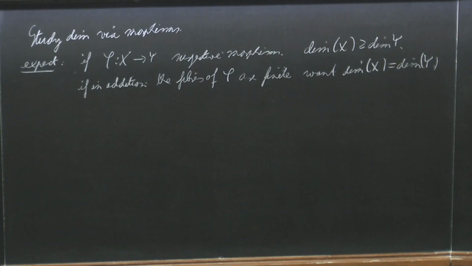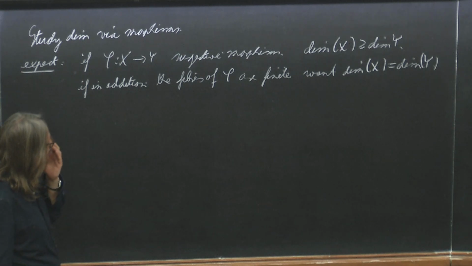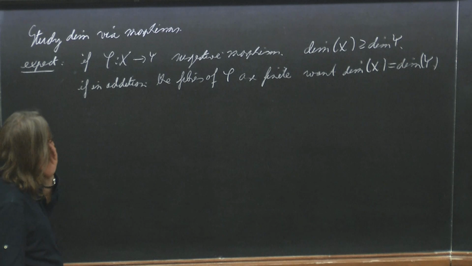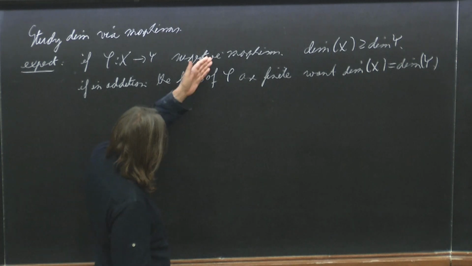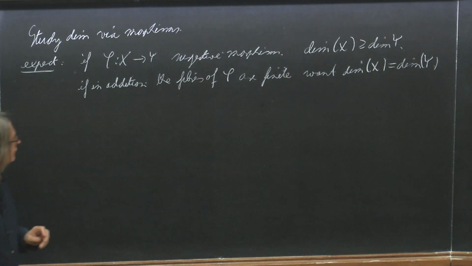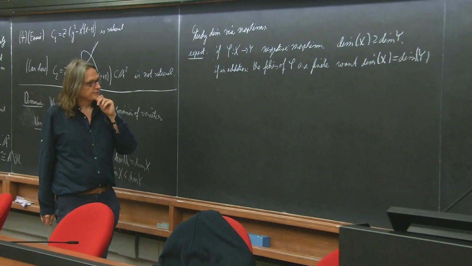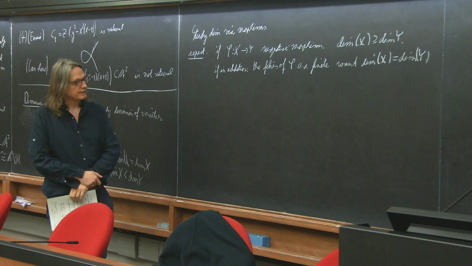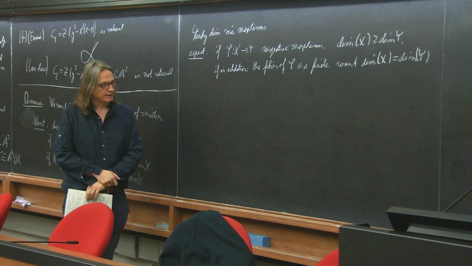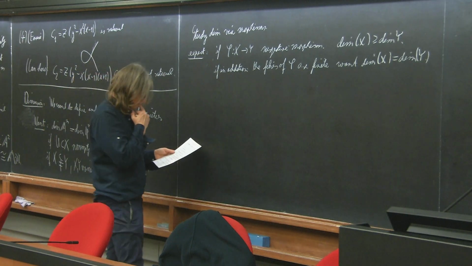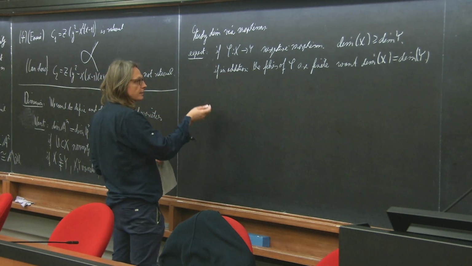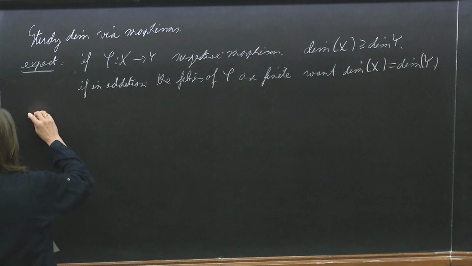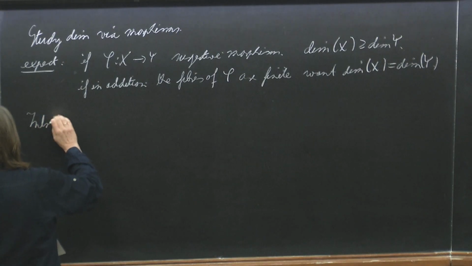Now there is a class of morphisms which are both surjective and have finite fibers. So if our expectation here is true, these would be very well suited to compare the dimension of different varieties. And so we will first want to study these morphisms, which are called finite morphisms.